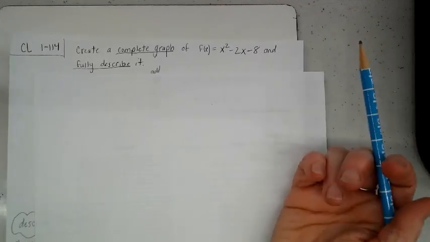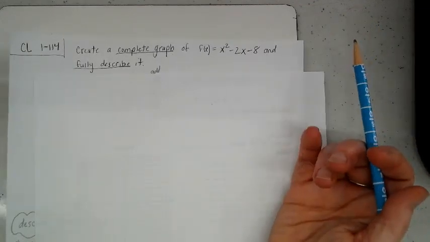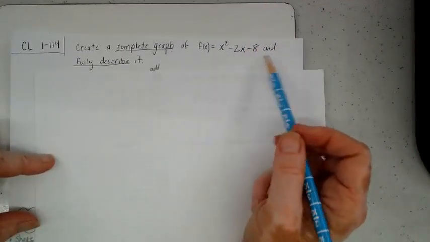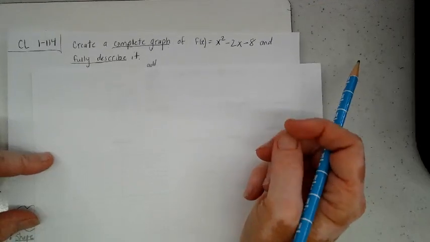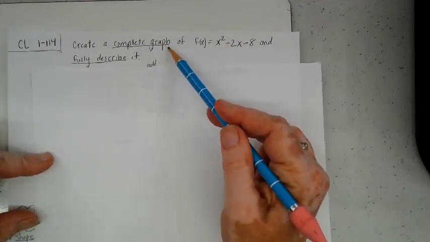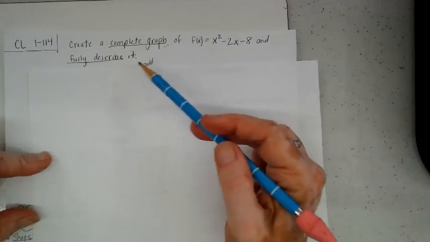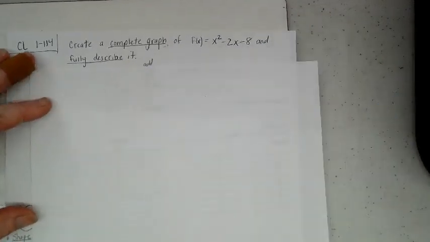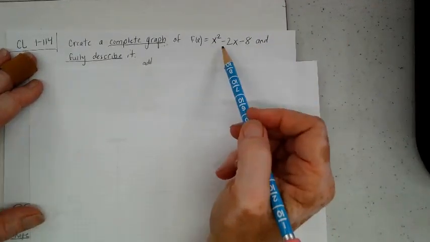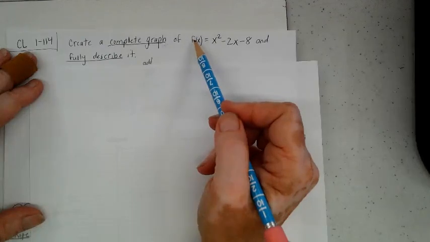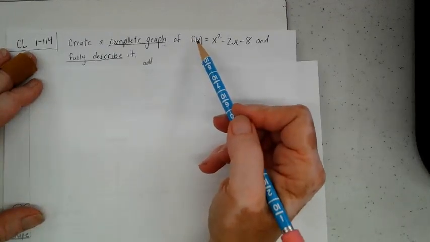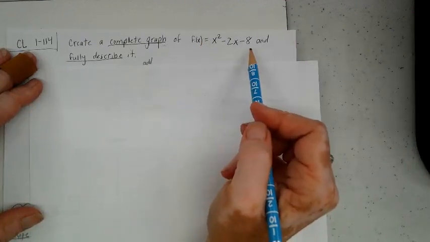the intercepts, like the x and y intercepts, and this looks like a parabola, so I'm going to have to get the vertex. And so we'll go ahead and start with making our graph, and then once we have the graph we can describe it. So in order to get the x and y intercepts, I know I can get the x-intercepts if I let y equal 0, and I know I can get the y-intercept if I let x equal 0.